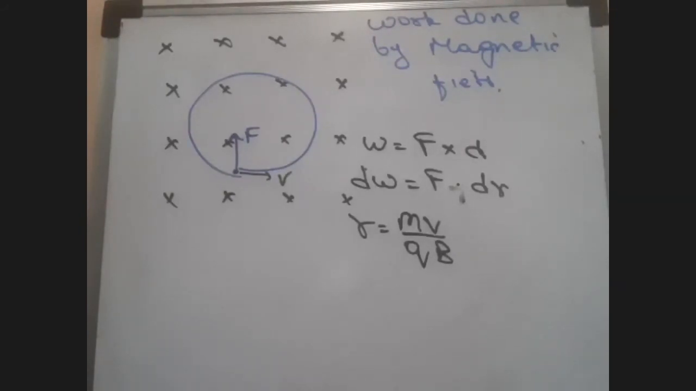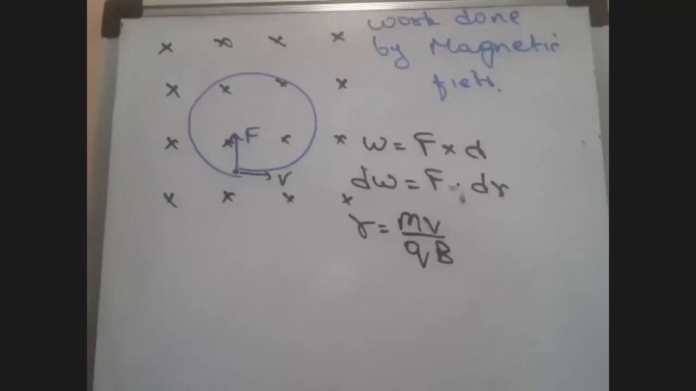What is the work done in this situation? F in... Your voice is not clear. F into mv upon qb. Yeah, so what will you get? Will there be any work done? What is the work done? What is the quantity you will get? That we know. MV square.